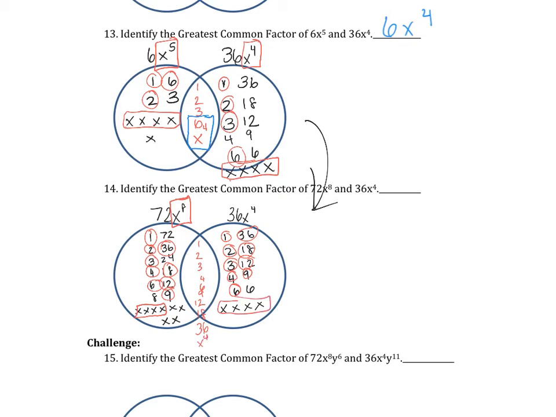Now, when we write it this way, it's much easier because you can just see that this is the greatest common factor, which is 36, but also x to the 4th. So you can go ahead and write 36x to the 4th. Okay? Breaking it down like that is very important. I'm going to wait on the challenge, and then we can go back to that, but I want to go on to the next page.